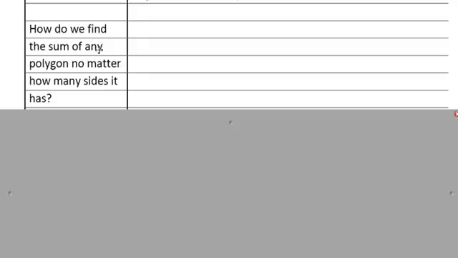Okay, our first study question is how do we find the sum of any polygon no matter how many sides it has? And that's going to be a formula, but the formula is actually derived from what you just did in the free write, and that is taking a polygon, let's say we have a pentagon, and dividing it up into triangles, knowing that each triangle has 180 degrees.